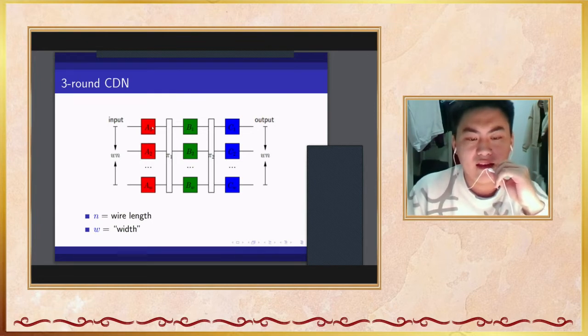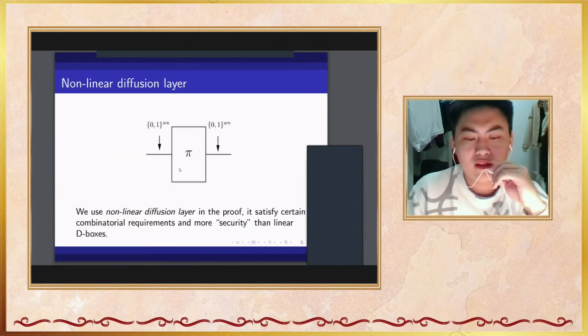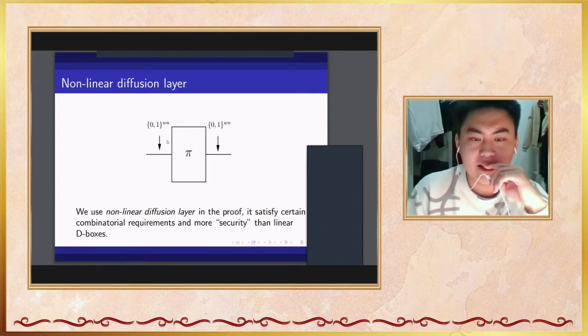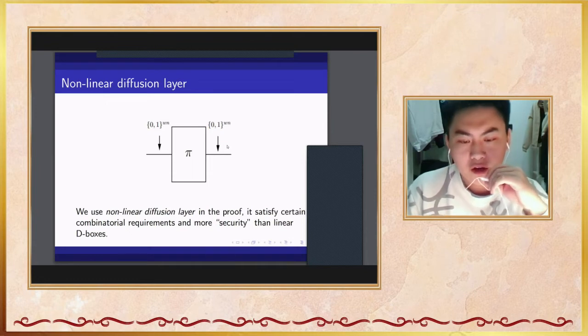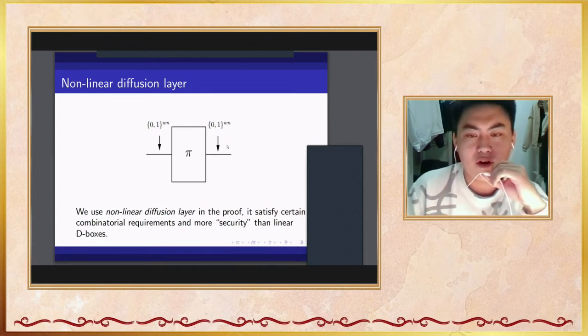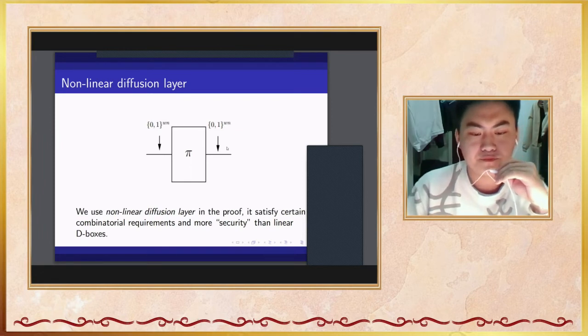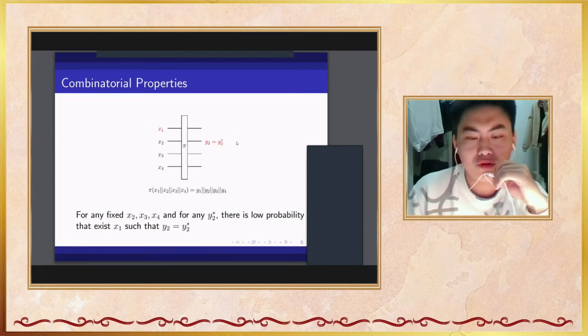Each S-box is an n-bit permutation. We call n the wire length and W the width of the CDN. We use a nonlinear diffusion layer in the proof of the 3-round CDN. Apparently, the input and output size of the D-box is WN bits, because the nonlinear D-box satisfies certain combinatorial requirements and is more secure than a linear D-box. We will introduce 2 combinatorial properties of the D-box.